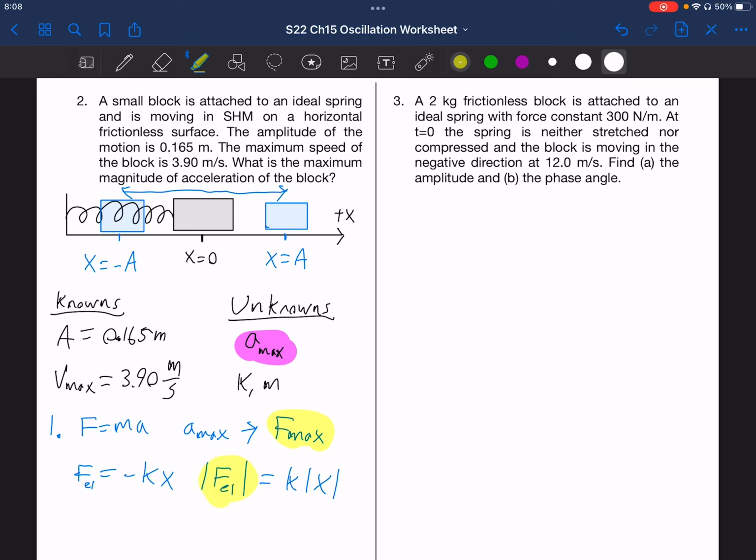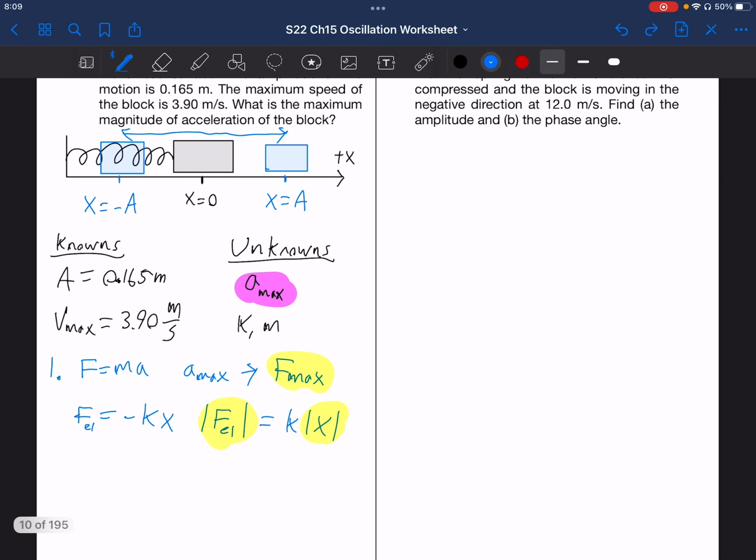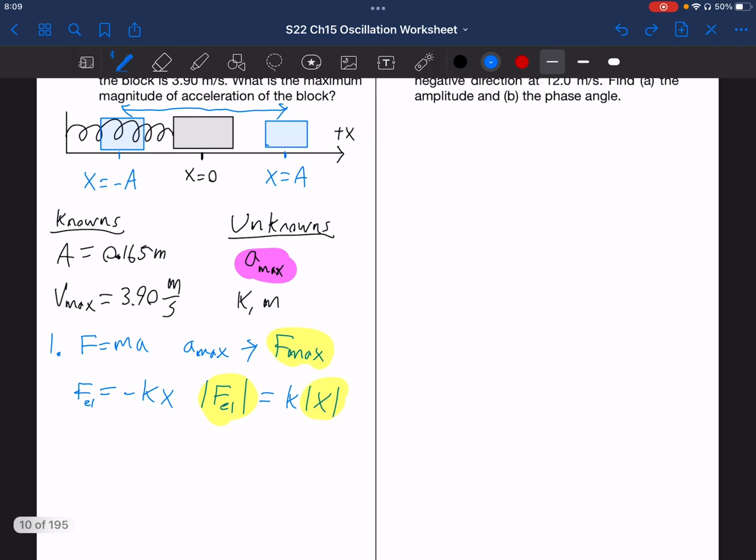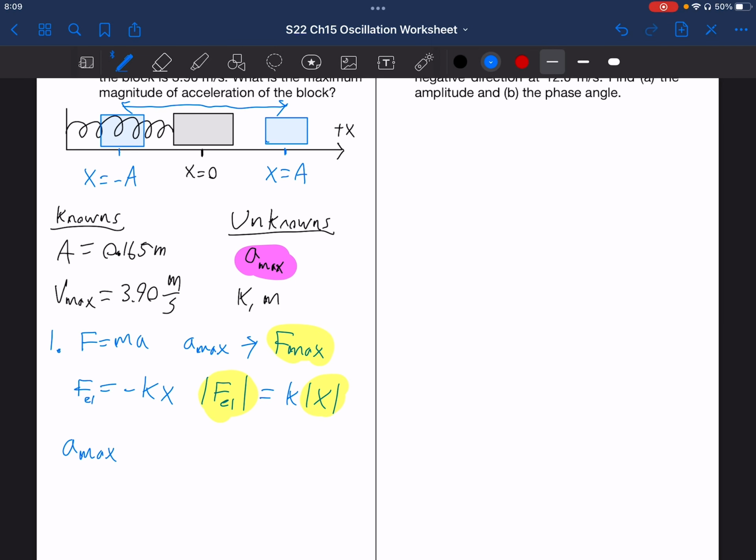That is when our elastic force is as big as it possibly could be, which is when we're at our furthest displacement, when the spring is as stretched as it could be. And that's when we're out here at our max amplitude. So that's our first major concept: the max acceleration occurs at x equals A or minus A. It'll be the same magnitude acceleration in each of those locations, but in opposite directions.